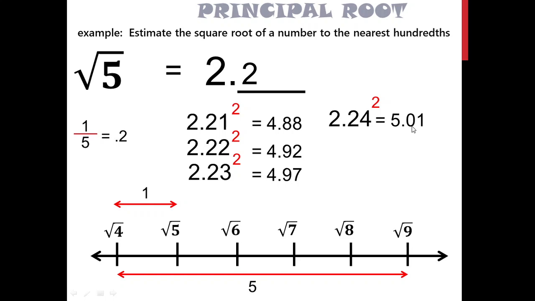It's more than 5. Now, basically, there are two possible answers here, this one and this one. This one is closer to 5, but it exceeds 5. But since we round it off to the nearest hundredths, I'll go with 2.23.